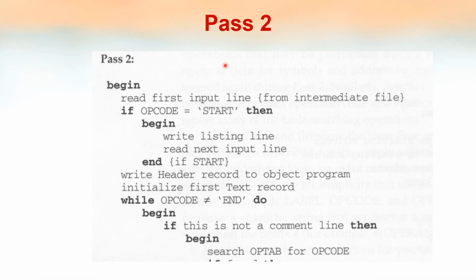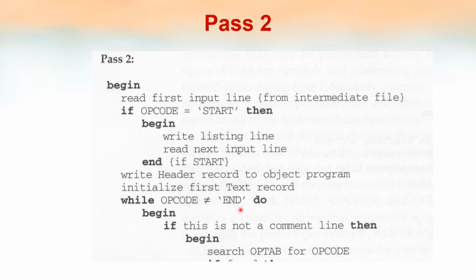Pass 2 algorithm. What all we have discussed in that example, we now represent as an algorithm. So, begin: read the first input line from the intermediate file. If the opcode equals START, we need not write the object code for that opcode, so just write the listing line. Then read the next input line. Then we write the header record, the first record in the object program, to the output. After that, initialize the first text record.